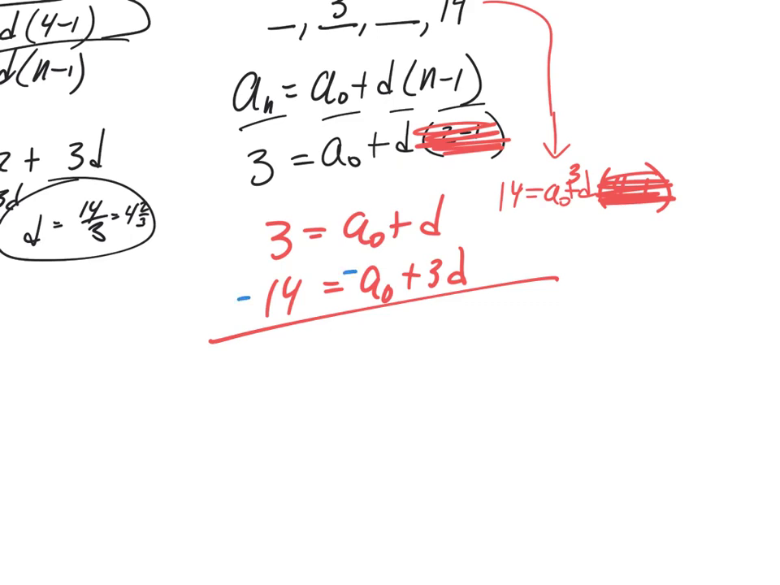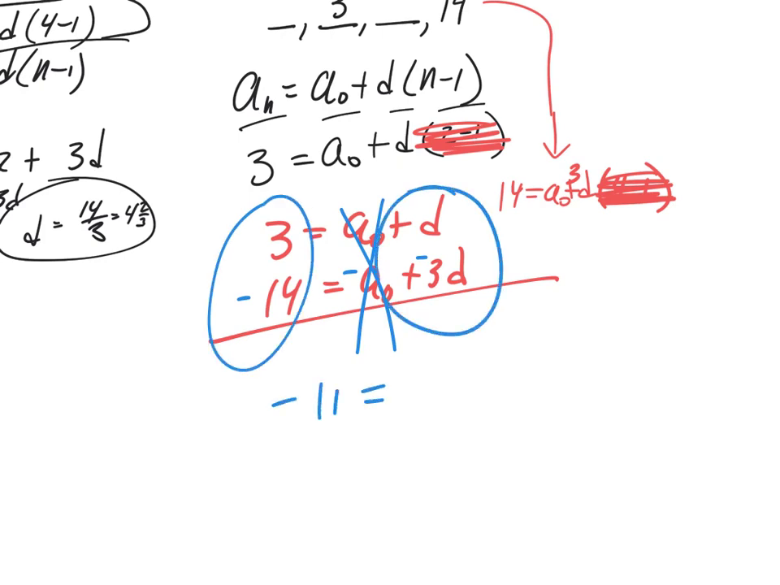Make all of the ones on the bottom negative. I just multiplied everything in that equation by negative 1. Then these two will cancel. These two make negative 11. And these two make 2d. Not dd. Oops. Negative 2d, just like I said. And then divide by negative 2. And you have 11 halves, aka 5.5.